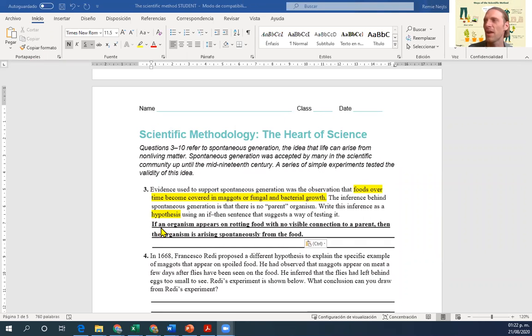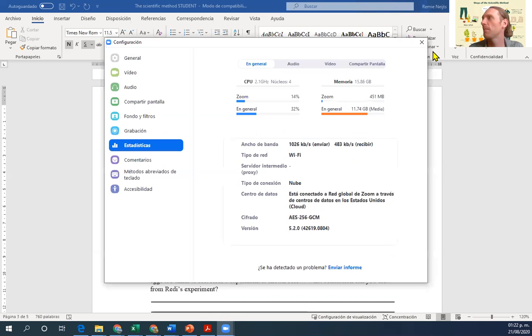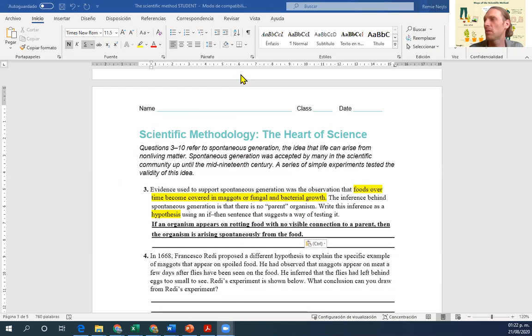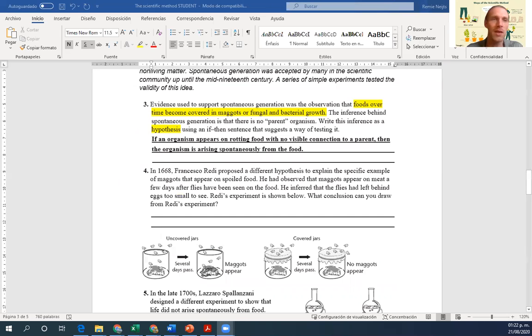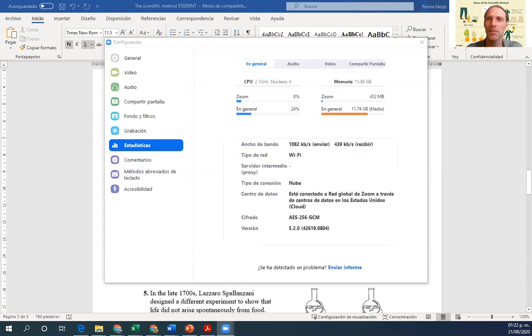Exactly what you say. If an organism appears on rotting food with no visual connection to a parent, it's more or less in different words, then an organism is arising spontaneously from food. So basically, if you see bacterial growth or fungal growth or maggots or whatever, if they appear, then it could be that they come out of nothing. So this is a good hypothesis, okay? So they did an experiment. How did they do the experiment?